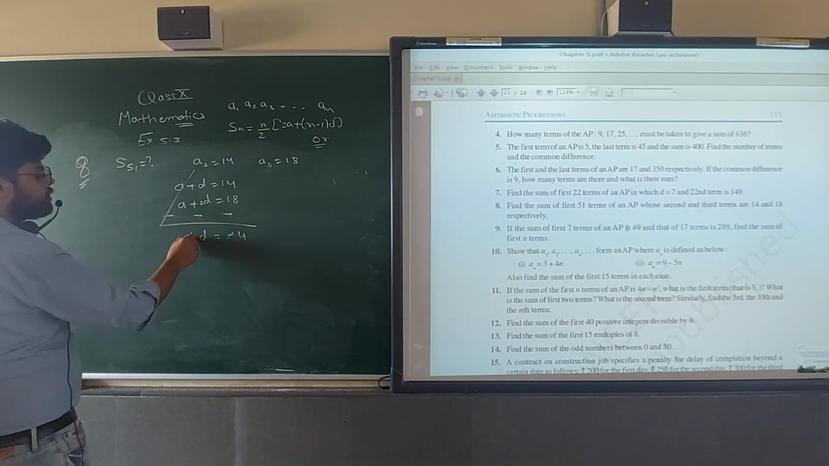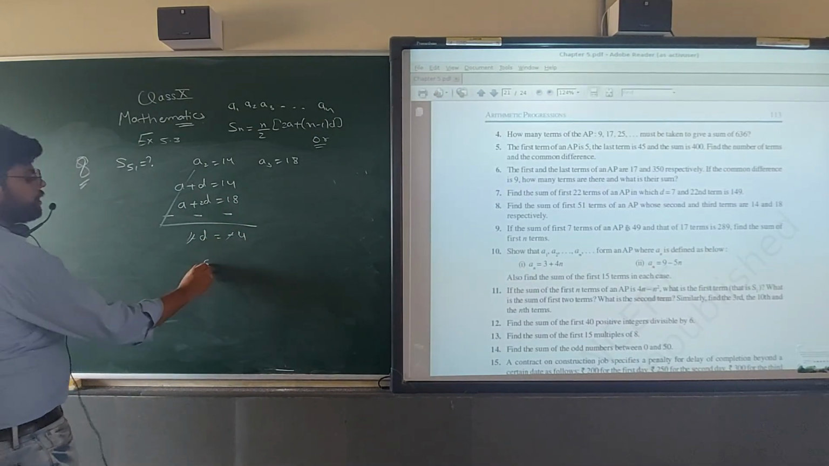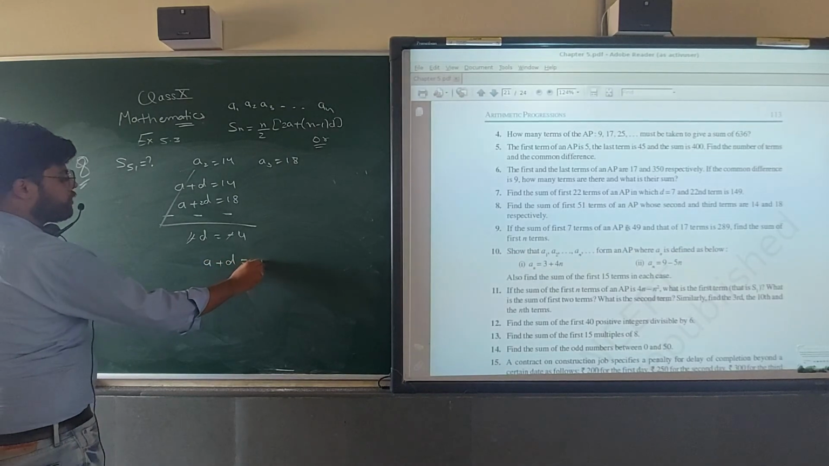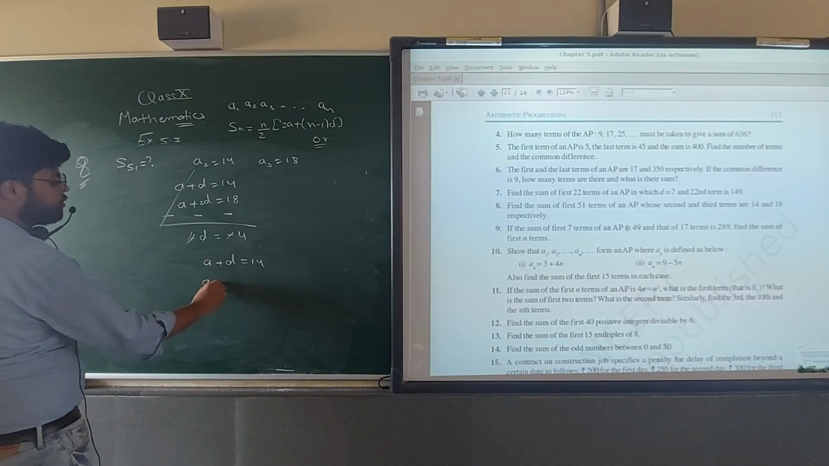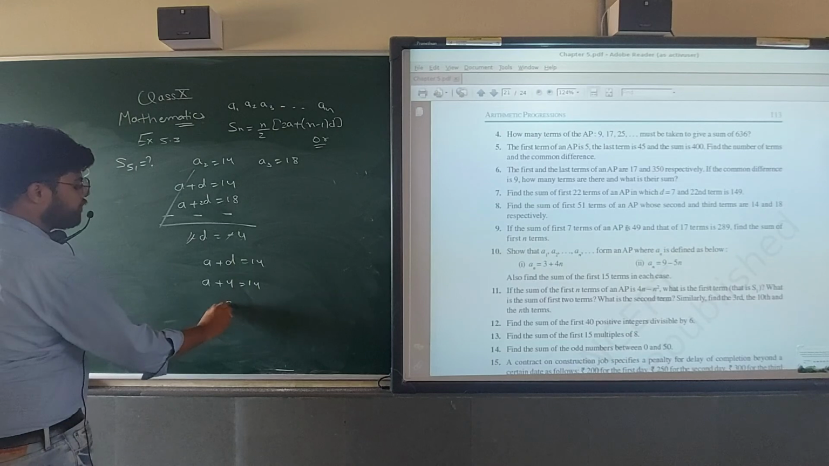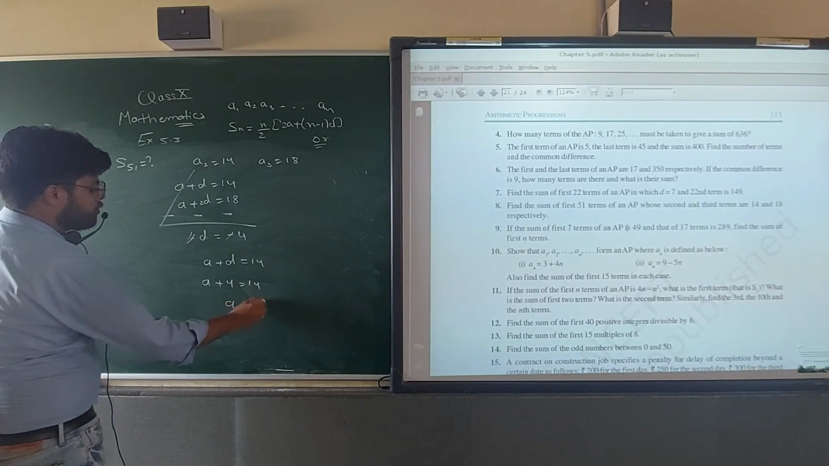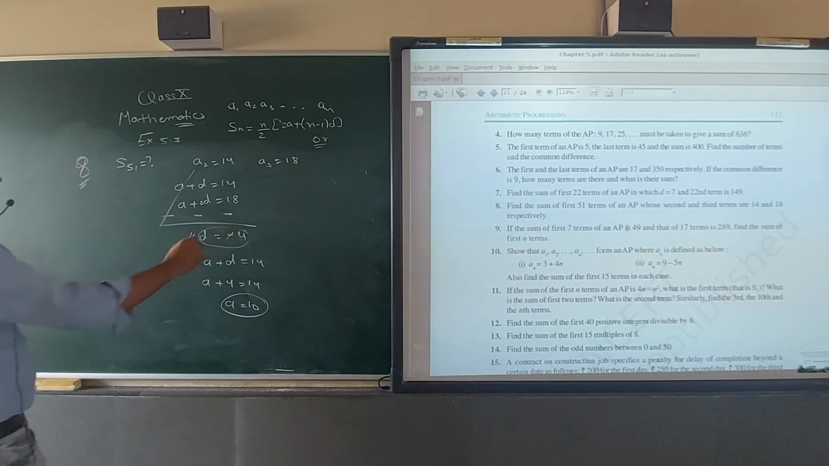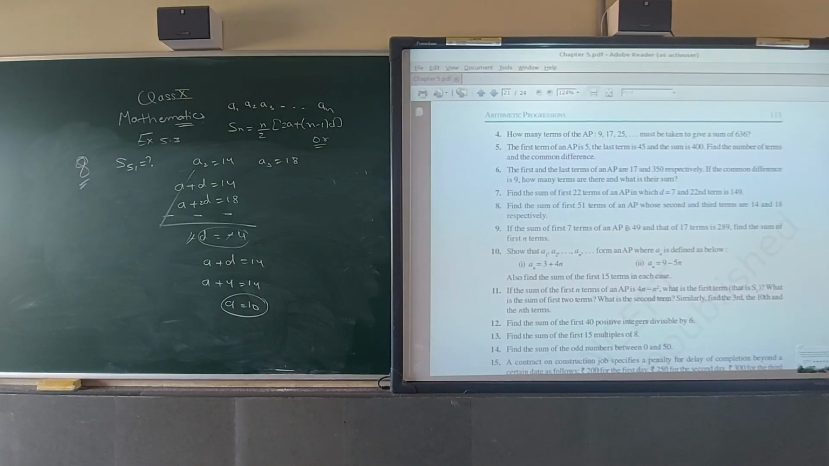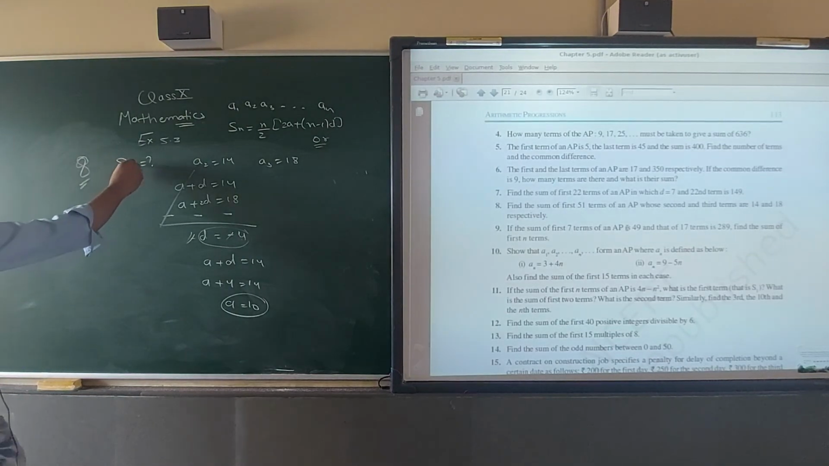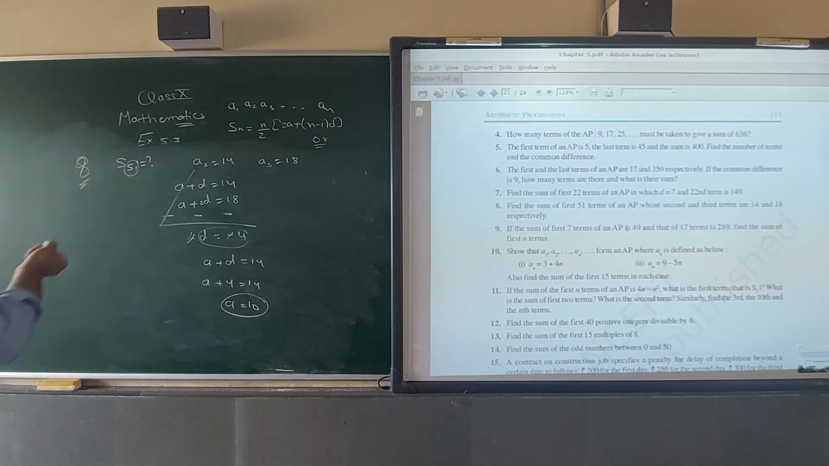Then the value of d is what? 4. Now a plus d is 14. So d value is 4, 14, so the value of a is 14 minus 4, 10. So the value of d is 4, a value is 10. Now Sn you have to find again. 51 will be the value of n. n by 2, 2a plus (n minus 1) into d, you can apply, and you will get the result in question number 8th. Now up to question number 9 we will discuss in the next class.